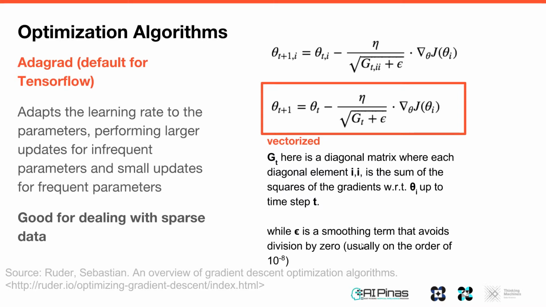Adagrad is a fairly new optimization algorithm. It's the default for TensorFlow. If you do not designate an optimization algorithm, most of the time you are going to get Adagrad. It's very nice for dealing with sparse data. The way it works is, instead of choosing one learning rate and applying it across all the parameter updates, it performs larger updates for infrequent parameters and smaller updates for frequently occurring parameters. So this is really interesting in places where you may have millions of parameters, some of which occur quite often, most of which appear pretty sparsely in your dataset.